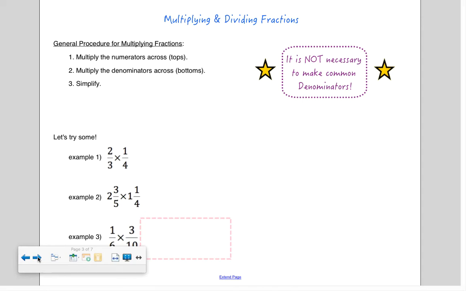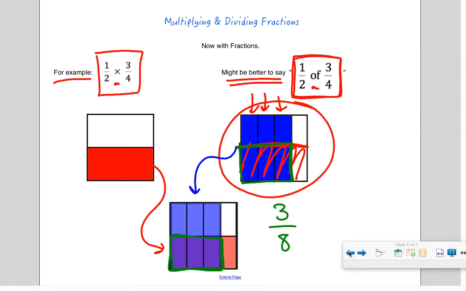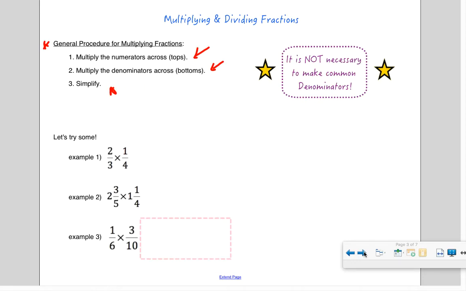How am I actually going to do the problems numerically or mathematically? Here is a general procedure for multiplying fractions. Hopefully thus far you've just been listening and taking it in. These are procedural notes you want to put in your notes. Multiplying fractions is, for many people, easier than adding and subtracting fractions because you're not trying to add pieces of the same size. You're simply laying these on top of each other like we did here. So 1/2 times 3/4 is just 3/8, and I'll show you how that works out.